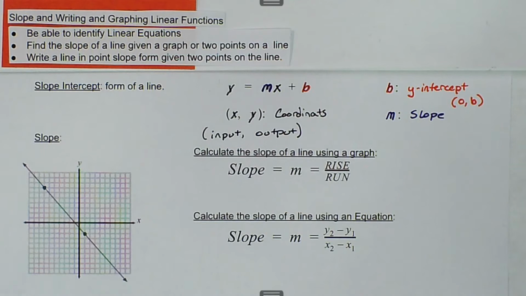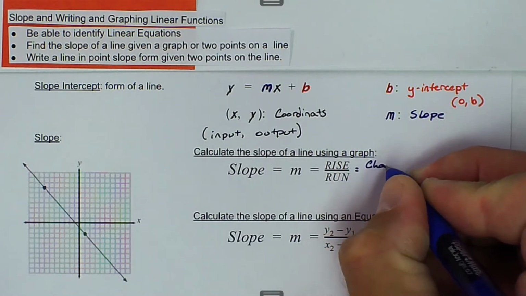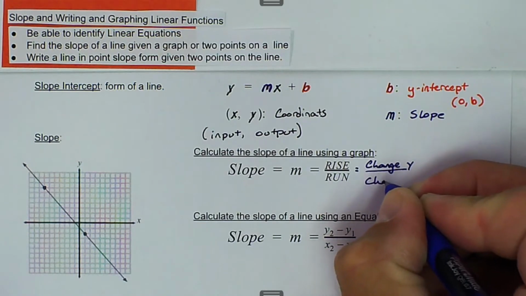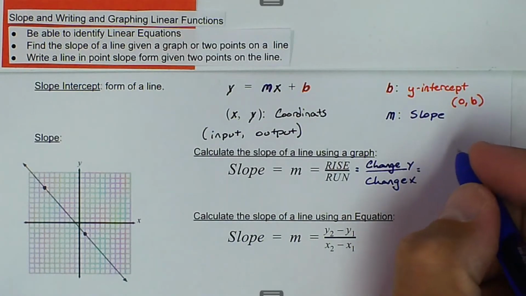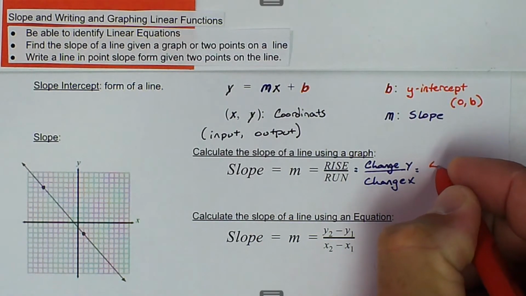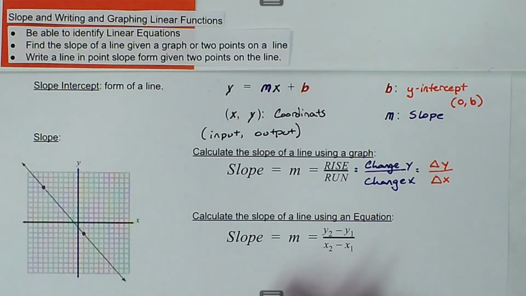So to calculate the slope of a line using a graph, we want to do slope equals rise over run, or slope equals the change in y over the change in x. Another way that we can say that is delta y over delta x. And delta just means change.